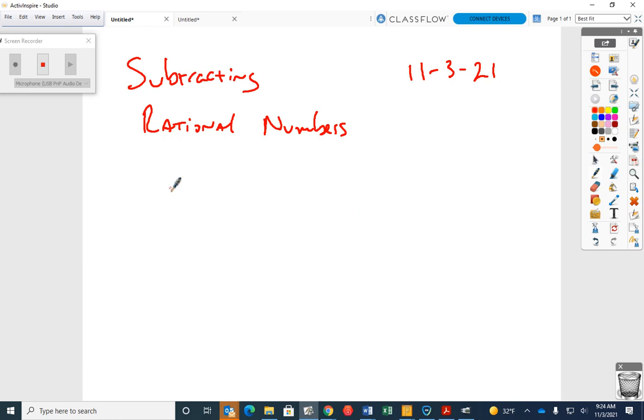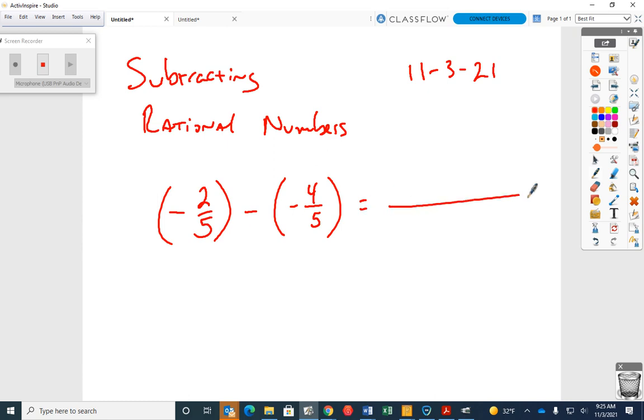Okay, let's start with a few that have the same denominators already. So if I have something like this, negative 2/5, and I'm going to subtract from that, let's say negative 4/5. Again, first thing I look for is, do I have a denominator that's the same here? Yes, I do, so I'm good to go. So I'm going to write all of this over 5 because that's my denominator that's the same. Now I want you to write all this out first. So I'm going to write, read this with me, negative 2 minus negative 4.